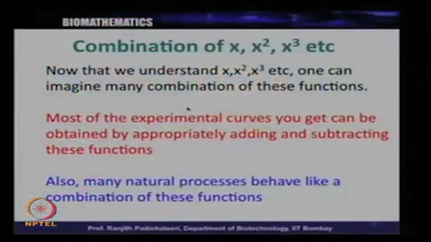and it turns out, as you will see in this lecture soon, that most of the experimental graphs you get when you do an experiment are very complicated graphs, which is very different from what you saw now. x square are simple graphs, but you get many complicated graphs, and it turns out that most of these graphs can be represented as a combination of this x square, x cube, x power 4, x power 5. Just like we saw, we can appropriately add and subtract these functions, and you can get any other function.